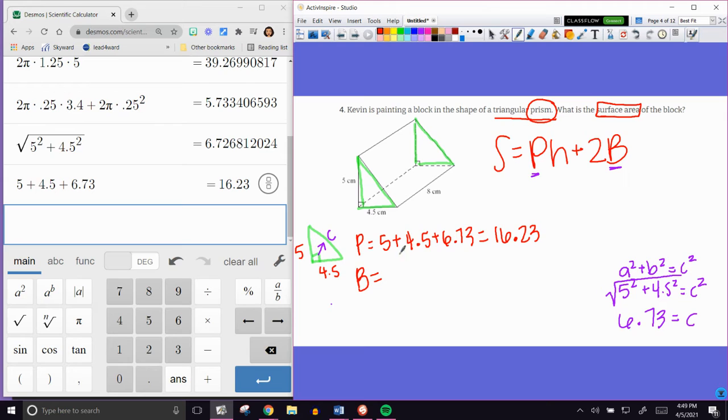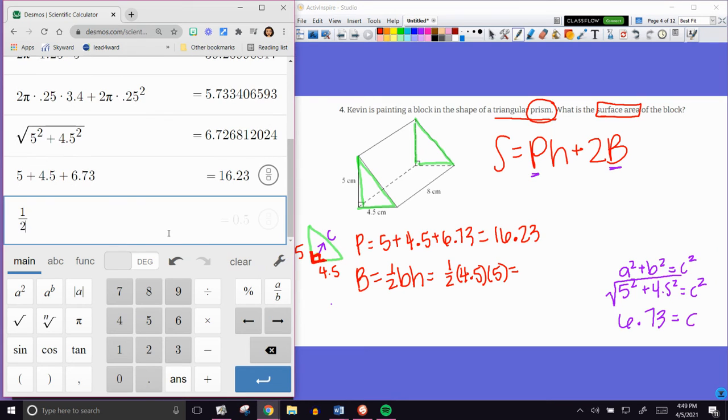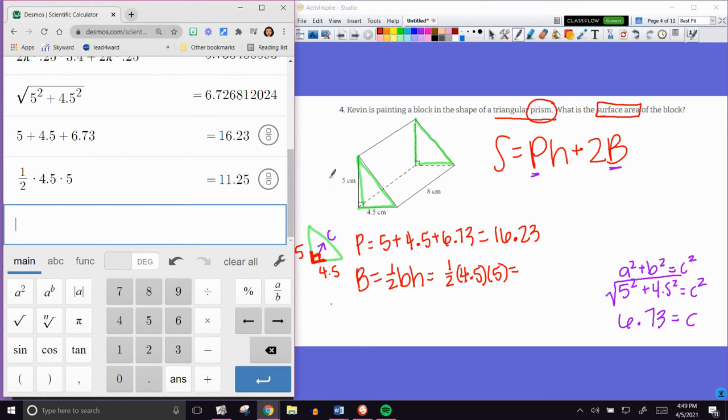My formula chart tells me the area of the triangle is 1/2 BH. So 1/2, and remember that your base and your height make the right angle. So right here's my right angle. So I'm going to use 4.5 and 5. So 1/2 times 4.5 times 5. So my area of this triangle is 11 25/100.